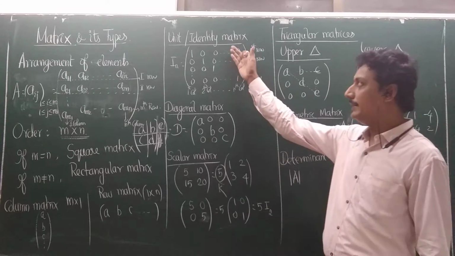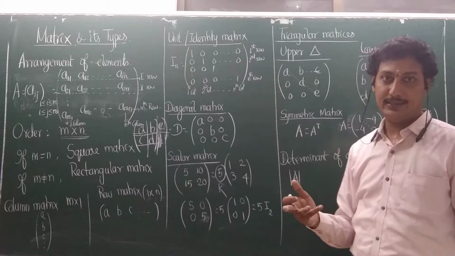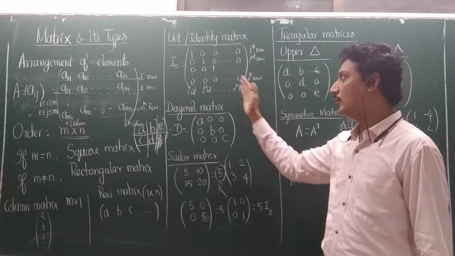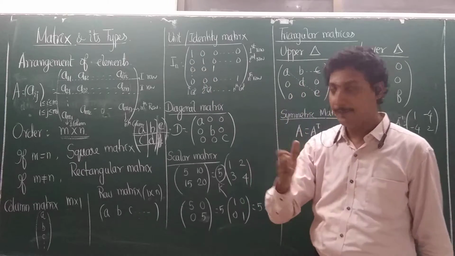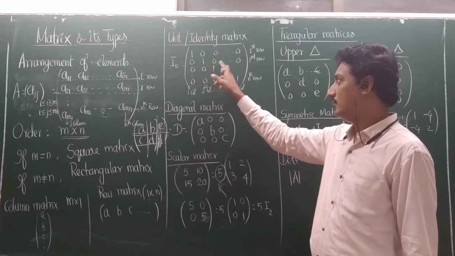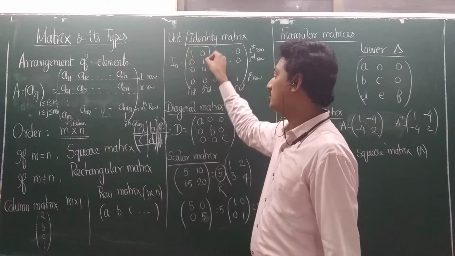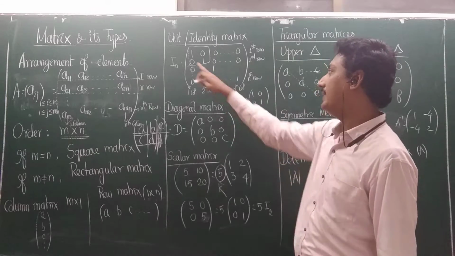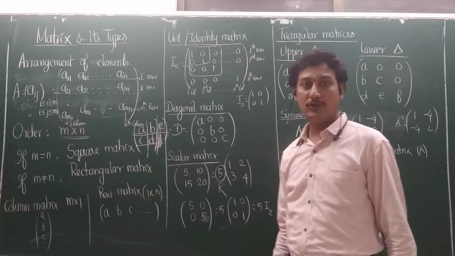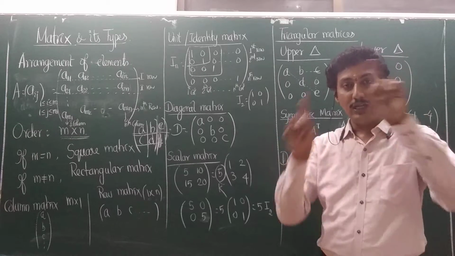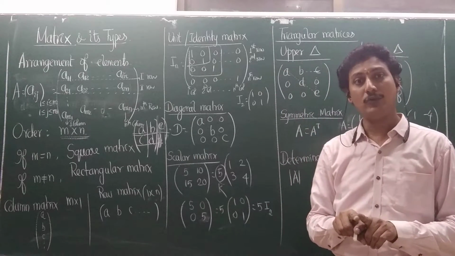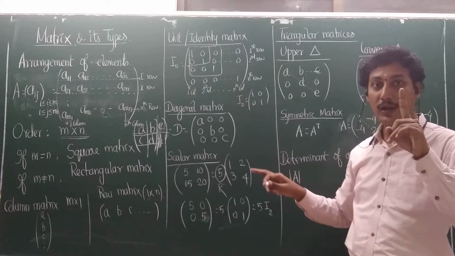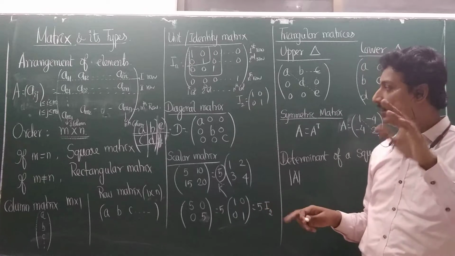Other than that, what is the unit matrix or identity matrix? Unit means the number 1. So the value 1 is only on the diagonal. This is the identity matrix of order n: 1 0 0 0, etc., 0 1 0, etc. So what will be I2? I2 means order 2, so 1 0 0 1. What about I3? I3 is 1 0 0, 0 1 0, 0 0 1. There are 3 rows, 3 columns. This is only for the square matrix. It is also known as the identity matrix because it is identically equal to 1. 1 is called unity. Unity means 1, so unit matrix.